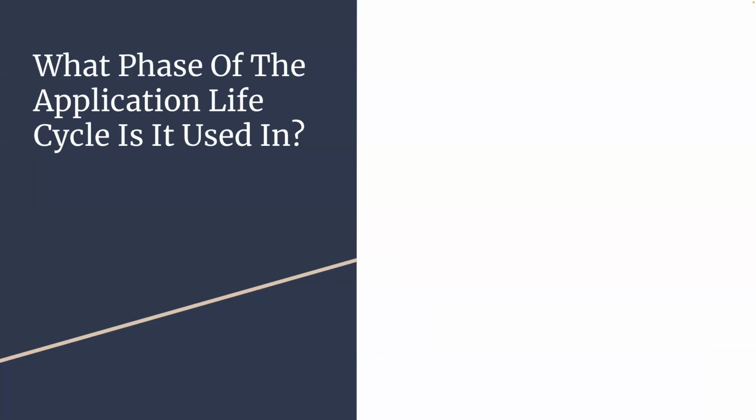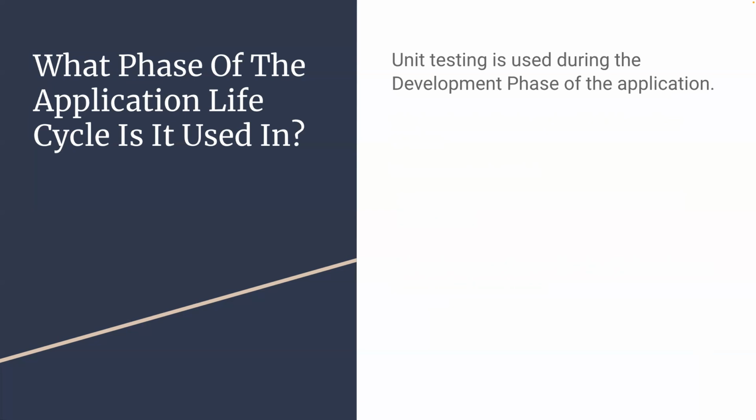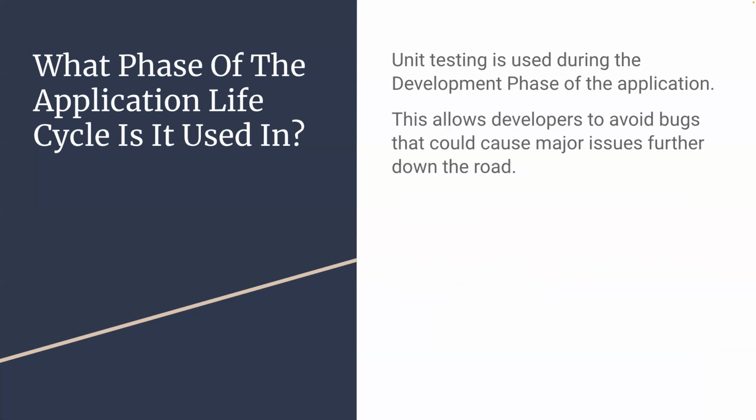So we're going to address the phase of the application lifecycle unit testing is used in. Unit testing is used during the development phase of the application. And this allows developers to avoid bugs that could cause major issues further down the road.